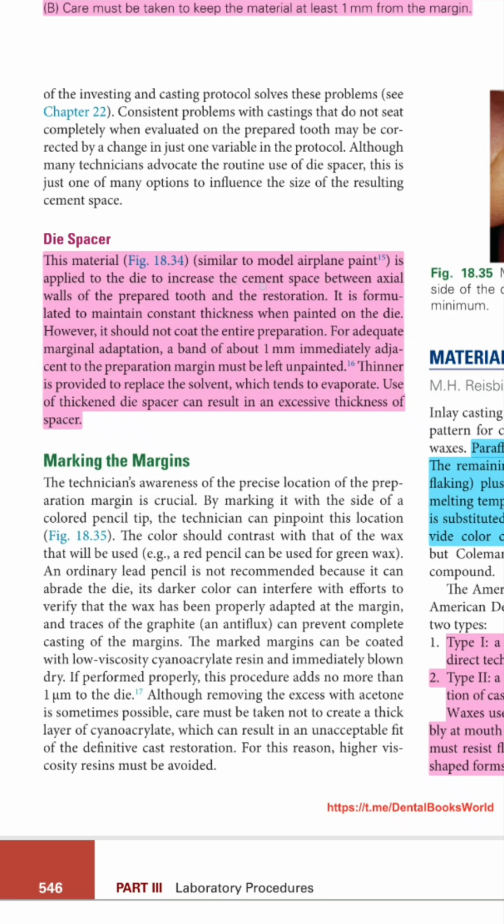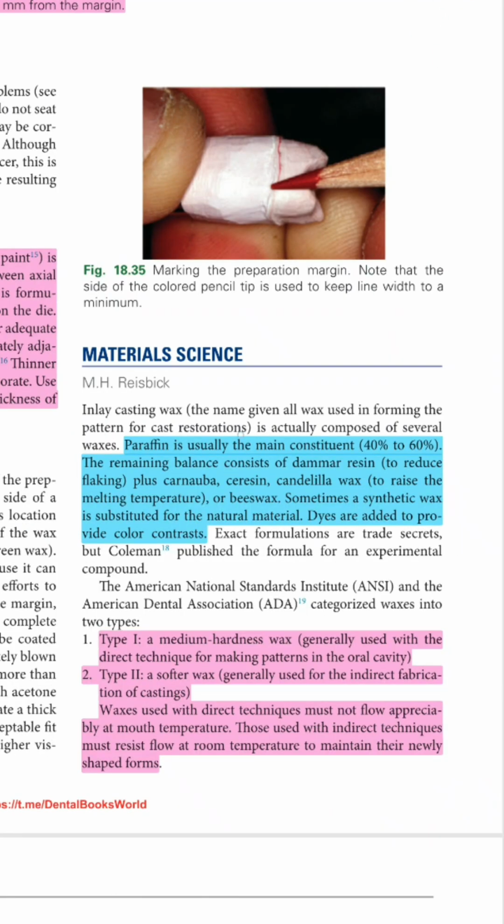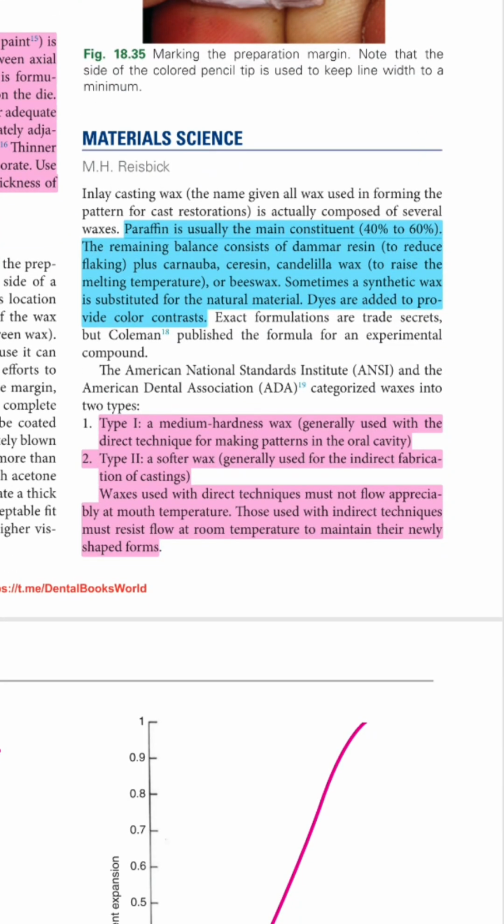It should not coat the entire preparation, and it should not be so thick, which will result in excessive thickness of the spacer. We must make sure that it maintains a constant thickness when painted on the die. Then the die is ready for the waxing.